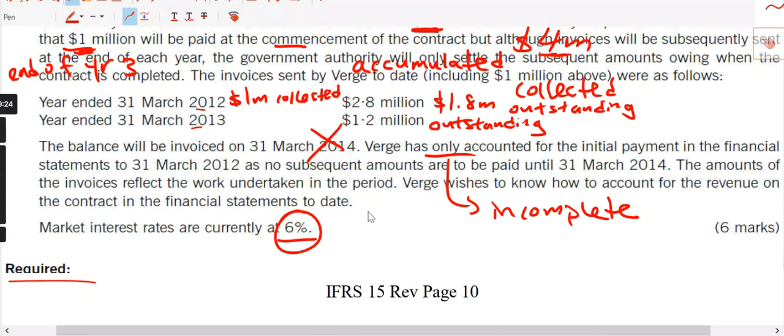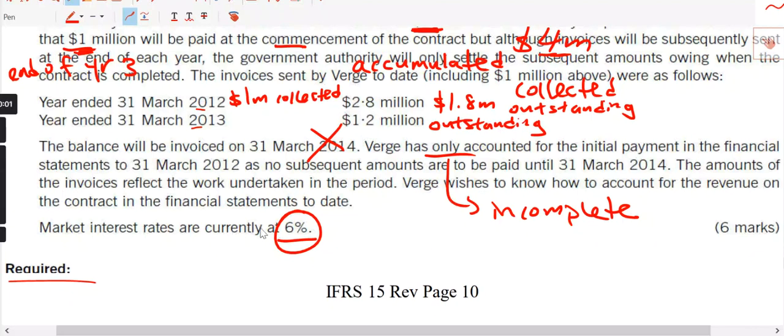But to bill the customer faster doesn't mean that we construct faster. From an accounting point of view, we recognize revenue only based on our progress of construction. So even though we can bill faster, it doesn't mean that we can recognize revenue faster. Okay, hope you can understand that. So in this case, we have a perfect matching. They say invoices reflect the work undertaken, so in this question we can use the invoice amount to represent the percentage of completion. In other questions, we may not be able to do that. But this question, yes, it's exactly the same. Invoice amount means percentage of completion.